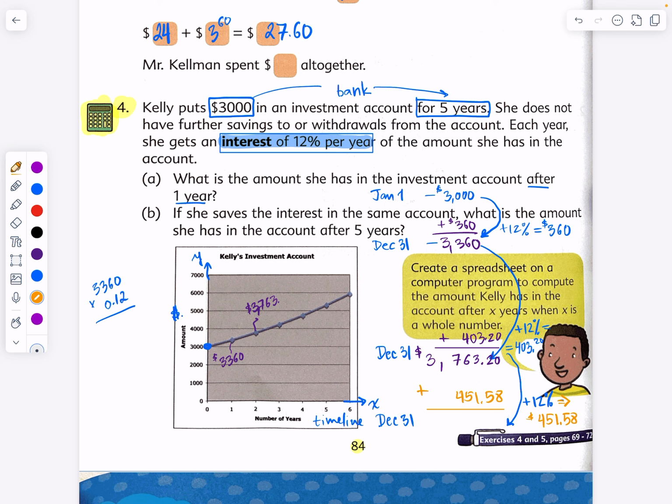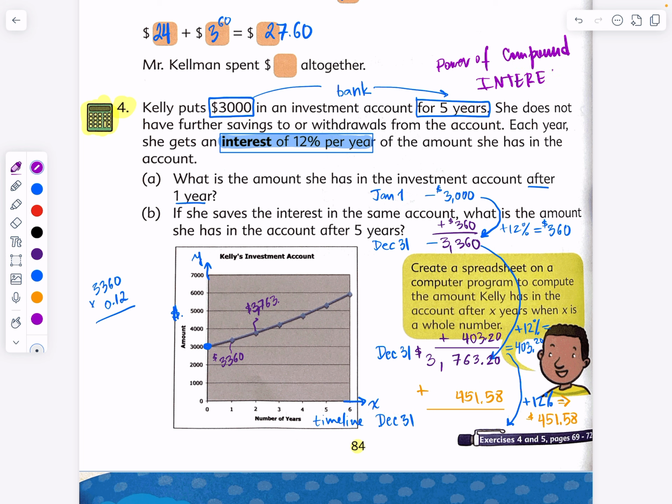My friends, look at how fast Kelly's money is growing. So on for 5 years. This is what I call the power. Write it down: power of compound interest. I will let you carry on and figure out the rest.